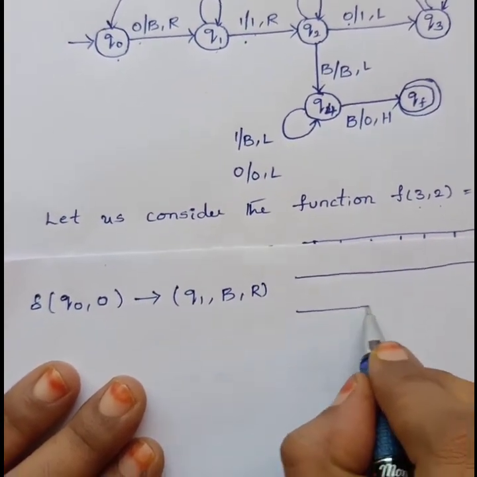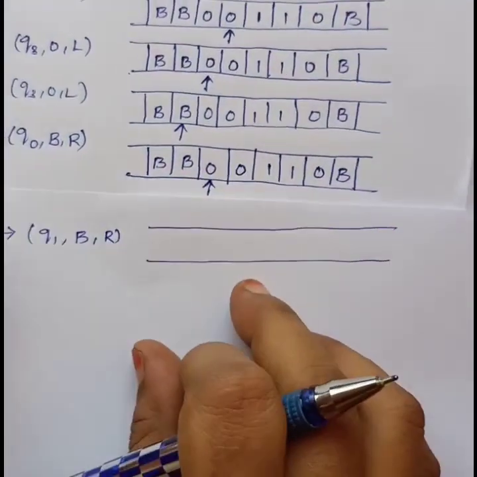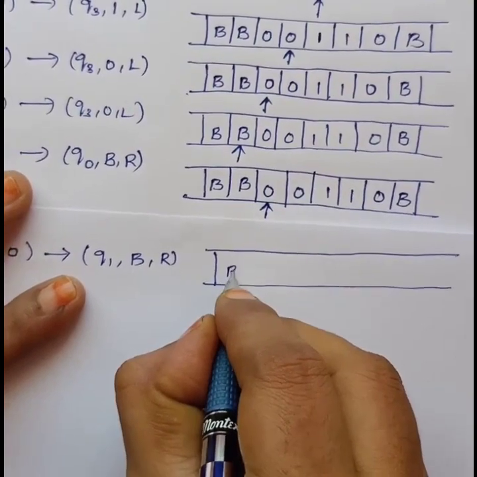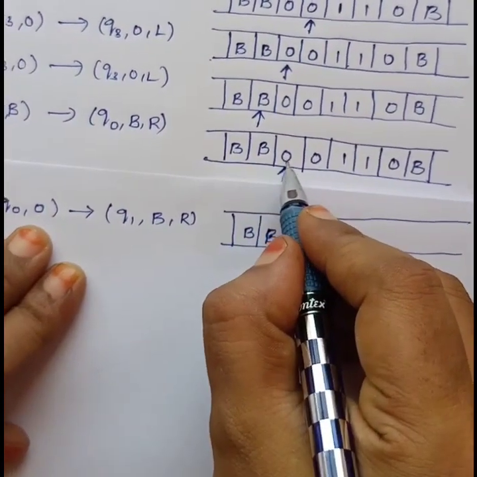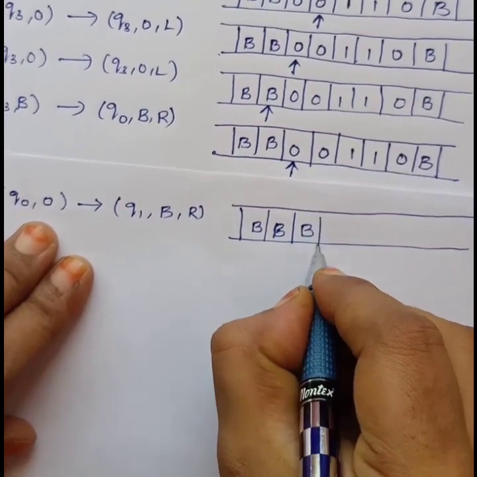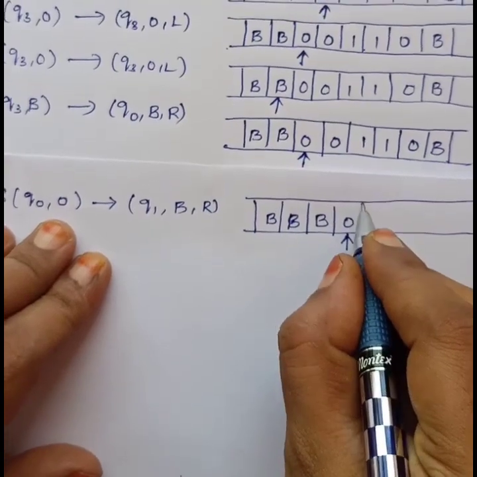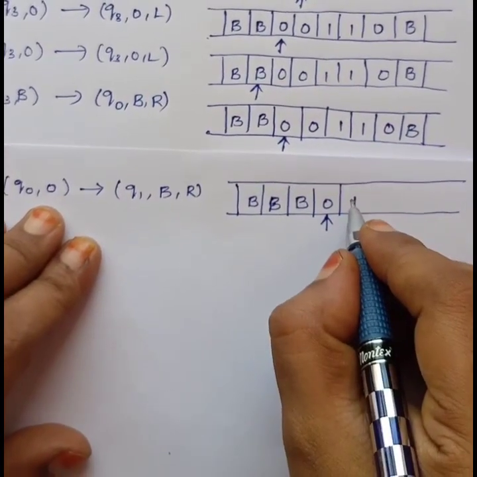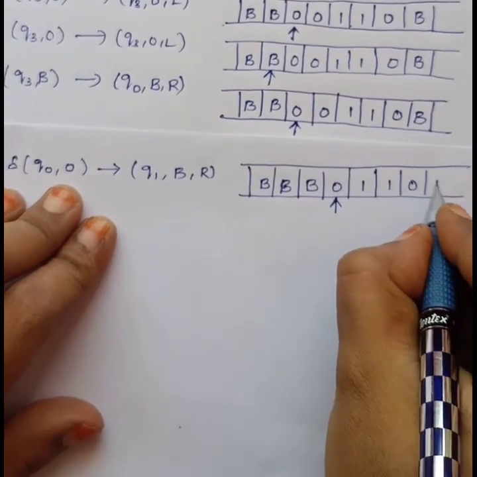See the tape here. What is the last tape? Last tape data I am writing here. This particular 0 is rewritten as B and moving to right. Now the read write head indicates this particular 0. 0, 1, 1, 0, B.